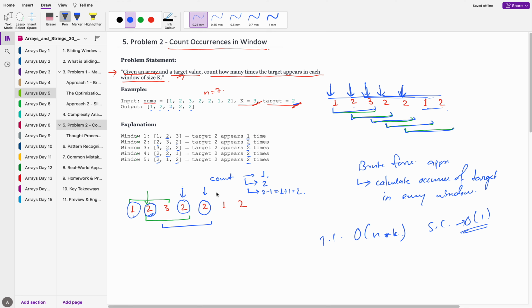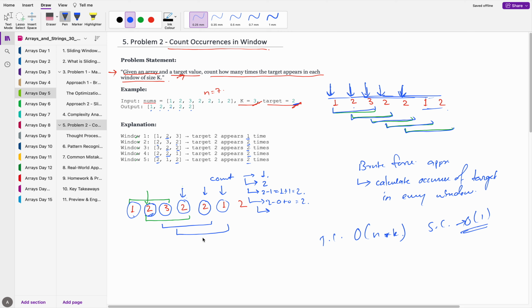ठीक है. Now go to the next window. If I go to the next window, so I'm here. So the item leaving my window is 3, which is not equal to my target, so no issues. I am not gonna subtract anything, so 0. Okay. So in the previous count, and item added in my window is 1. Again, it is not 2. So +0. Answer 2 ही रह जाएगा.